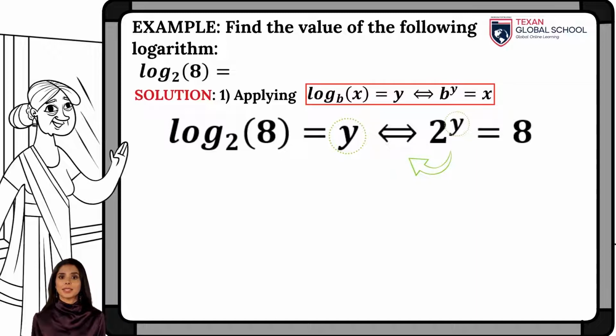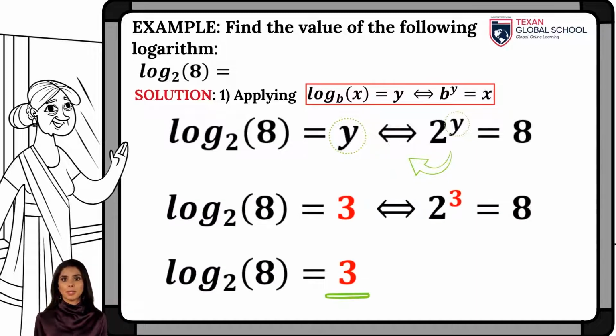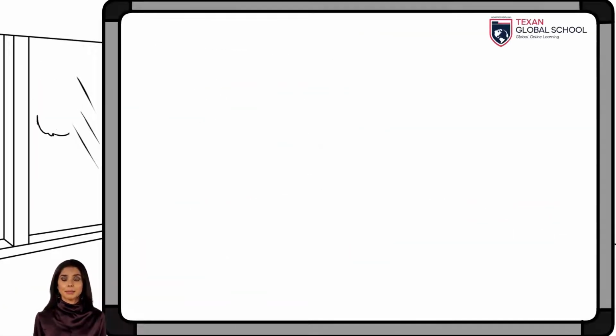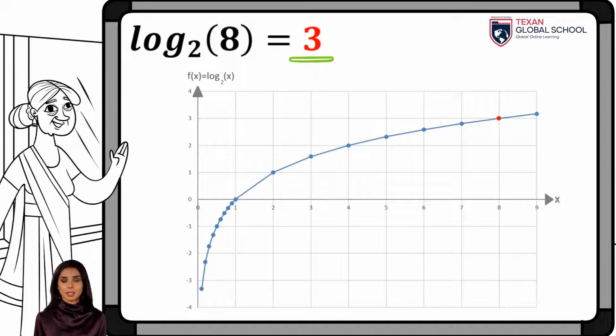Then we must look for the exponent such that raising the base 2 to y results in 8. Hence, 2 cubed is 8. Therefore, the logarithm base 2 of 8 is equal to 3. This result is interpreted by graphing the logarithm function base 2 of x. In this way, we can see the relationship between the argument 8, represented as a value of the abscissa x, and the value obtained y as the ordinate.